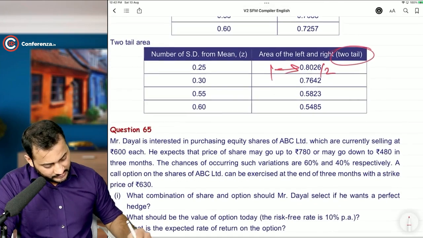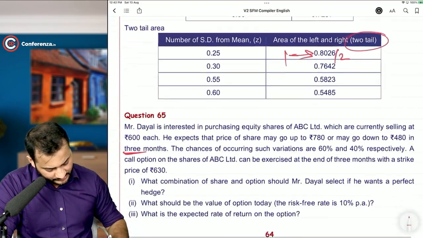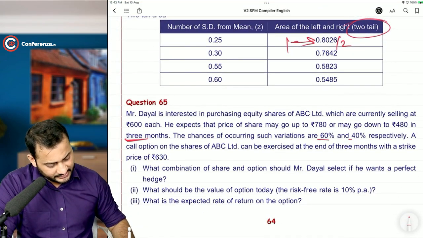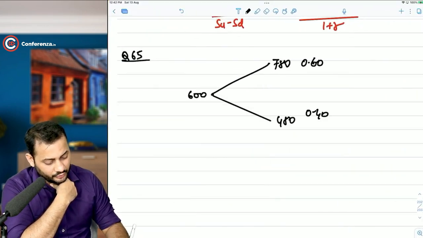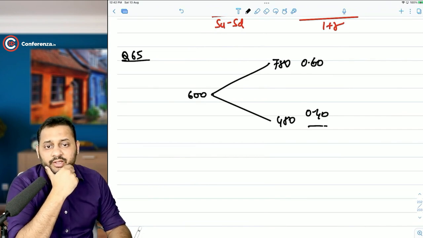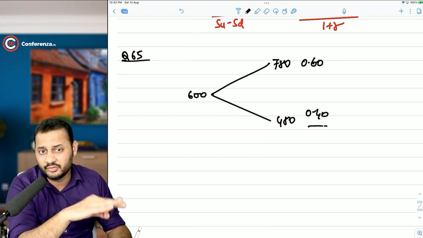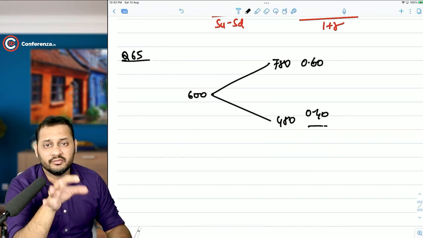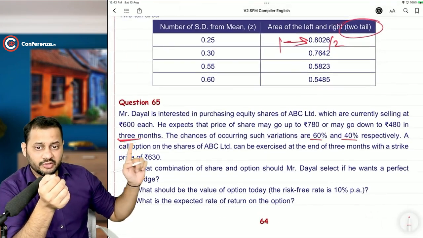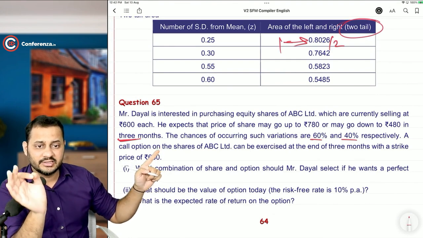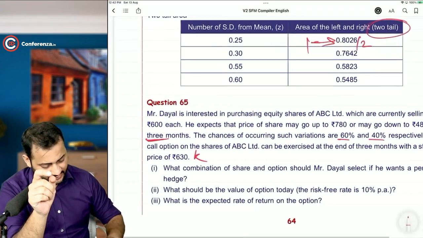Then in 3 months time, this is entirely a 3 months period, the chances of occurring such variation are 60 and 40% respectively. So practical probabilities are given to you, but you may not use them. In the binomial model, the probability has to be calculated in this manner according to the risk neutral method. 60 and 40 are the probabilities given according to some other analysis. A call option on the shares of ABC Limited can be exercised at the end of 3 months with a strike price of 630. Okay, 630 is the price.